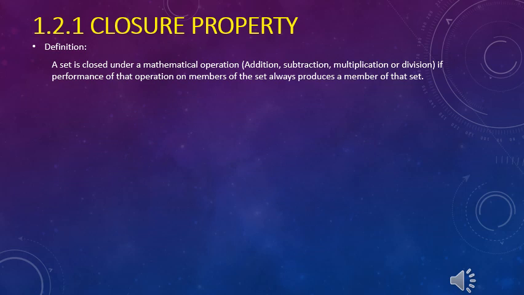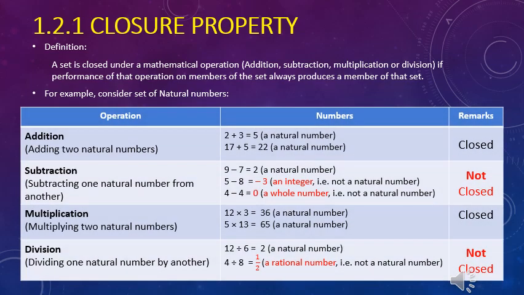To understand this better, let us consider the set of natural numbers. Here you can see that while adding two natural numbers, we always get a natural number. Hence, it is closed under addition. Here we see that while subtracting, we may or may not get natural numbers as result. Hence, it is not closed under subtraction.